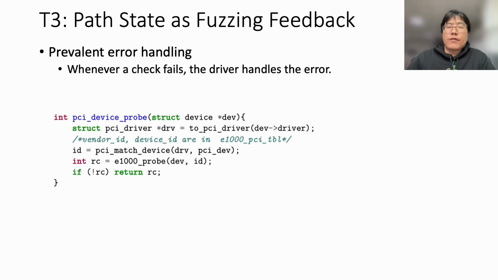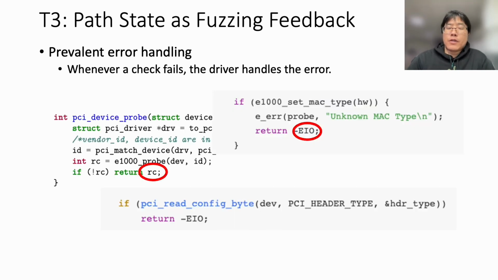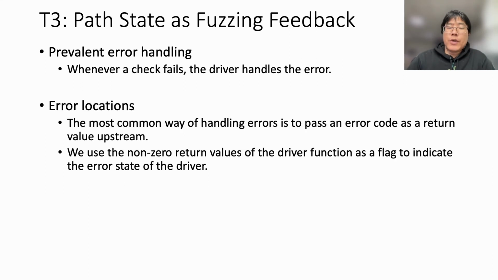The driver code enforces a large number of sanity checks against the inputs and the internal operations. If a check fails, the driver will handle the failure. Therefore, error handling in the driver is extremely common. The most common way of handling failure is to pass an error code as a return value upstream.